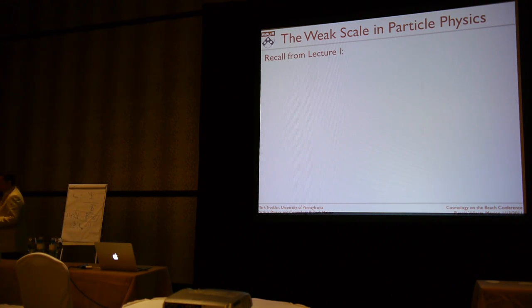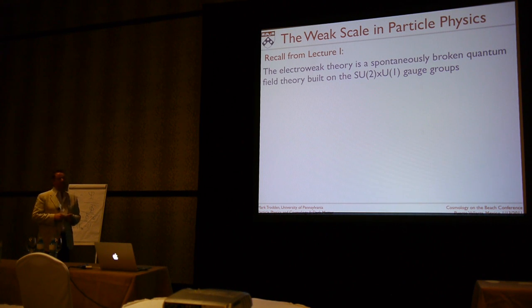Okay, now let's switch hats slightly and go to particle physics. You'll recall from my last lecture on Tuesday that the electroweak theory that we're currently testing in colliders is this spontaneously broken quantum field theory with the SU(2) cross U(1) gauge groups. There's strong interactions in there too, and I will talk about them today, just as I didn't really talk about them last time. They're very interesting, they're just more complicated, to say it mildly.